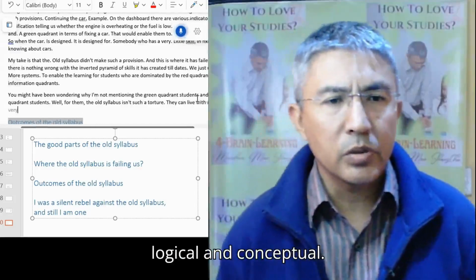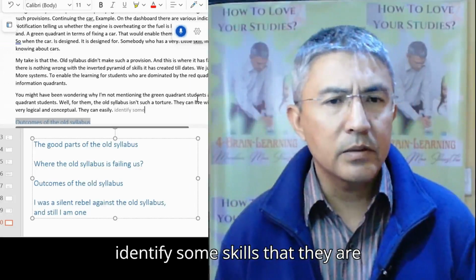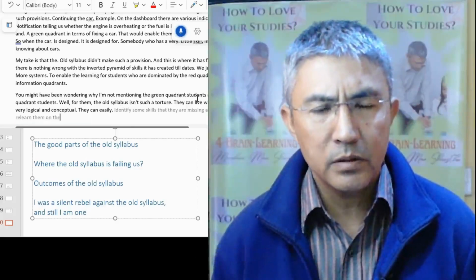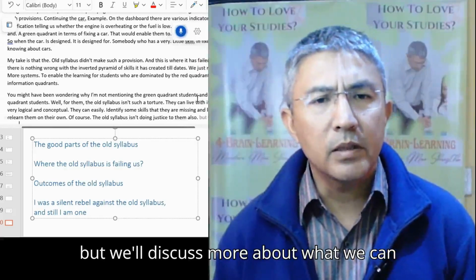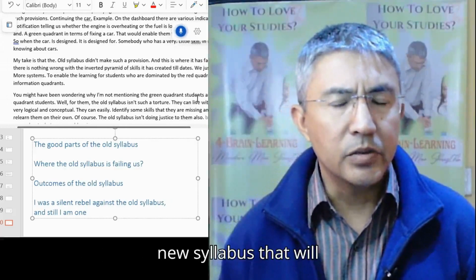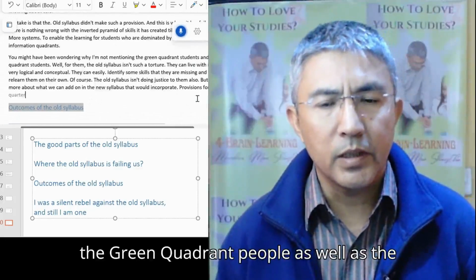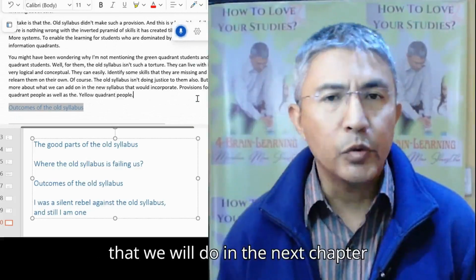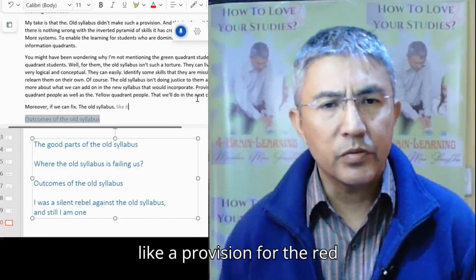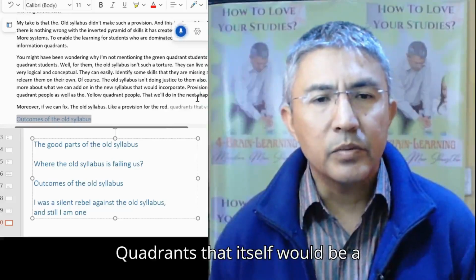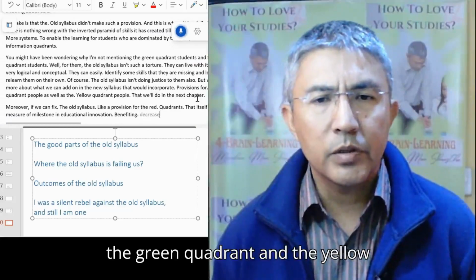They are very logical and conceptual. They can easily identify some skills that they are missing and learn and relearn them on their own. Of course, the old syllabus isn't doing justice to them also, but we'll discuss more about what we can add in the new syllabus that would incorporate provisions for the green quadrant people as well as the yellow quadrant people. That we will do in the next chapter. Moreover, if we can fix the old syllabus with a provision for the red quadrant, that itself would be a major milestone in educational innovation, benefiting the green quadrant and the yellow quadrant as well.